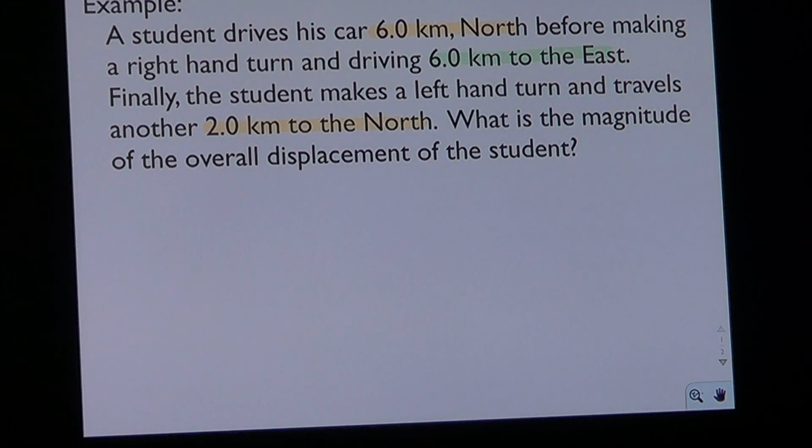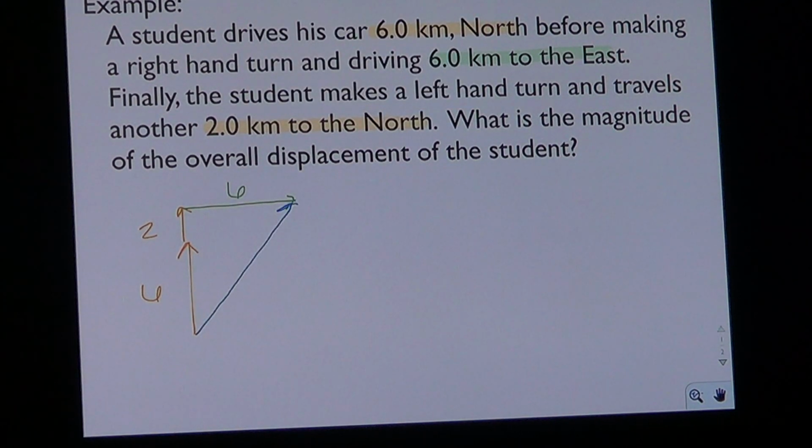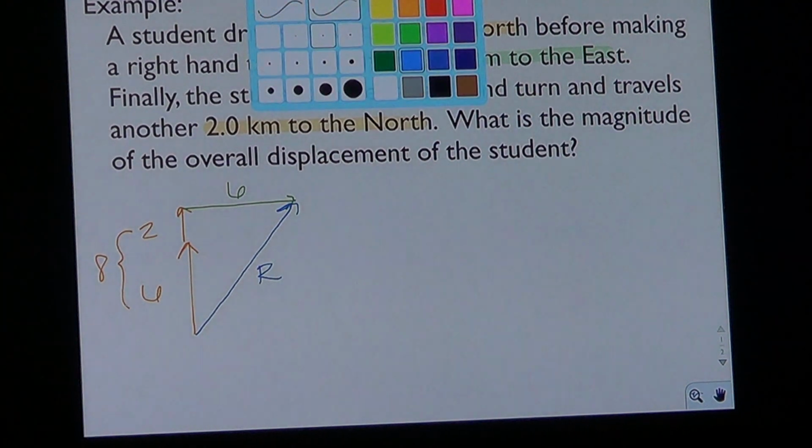So it goes 6 to the north, and then 2 more to the north, and then it goes 6 to the east. So our resultant will be here. And those will combine to be 8. So we'll have 8 and 6, and here's our theta.